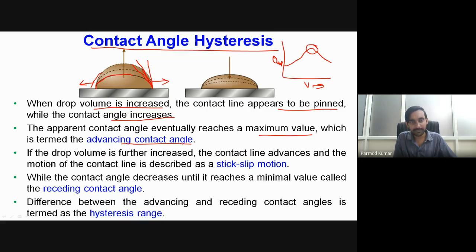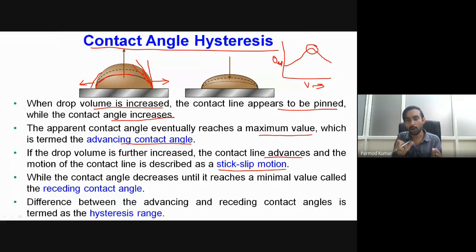Okay. And what will be happening if the drop volume is further increased? The contact line will be advancing, and this type of motion of the contact line is also called stick-slip motion. Why stick-slip? Because the contact line is first sticking at an equilibrium state, and then after it has acquired the maximum contact angle, it is slipping. The motion of the droplet will not be continuous. It will be halting for some duration and then it will be moving. So that type of motion is referred to as stick-slip motion.